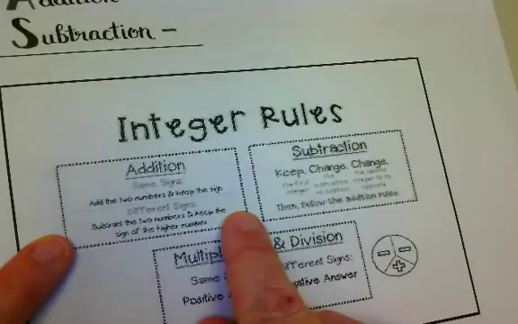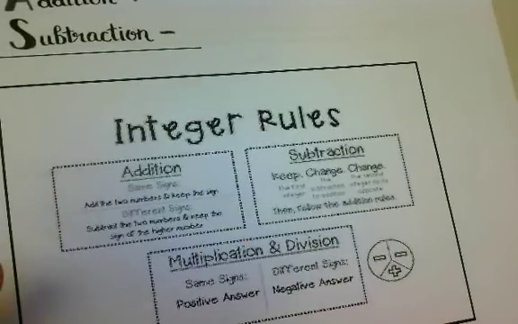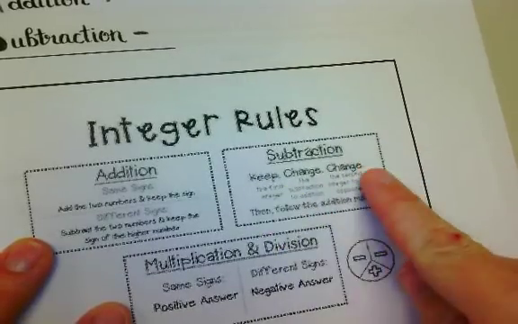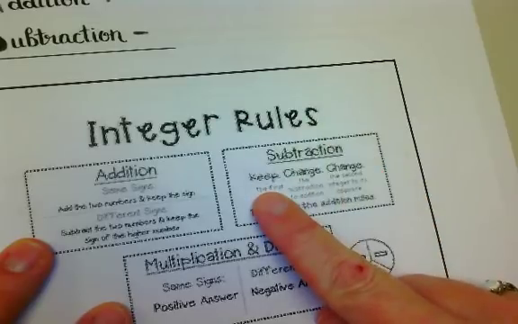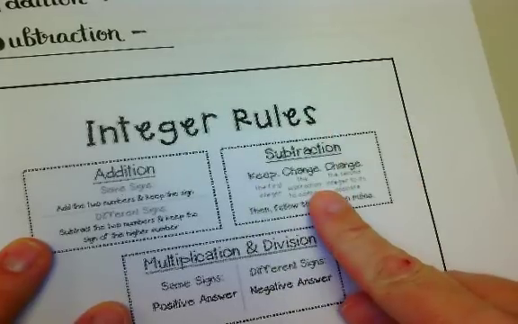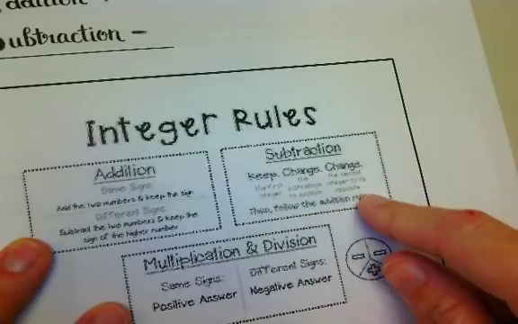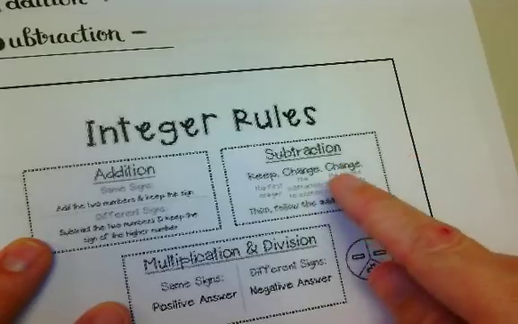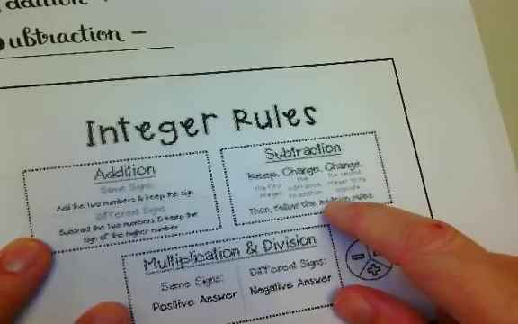Okay, when you're subtracting integers, here it says keep, change, change. So you keep your first number, you change your sign from subtraction to addition, and you change the integer to the opposite integer. So if it's positive, you change it to negative. If it's negative, you change it to positive. And then you follow the addition rules. We'll have some examples to look at, so don't get all nervous.